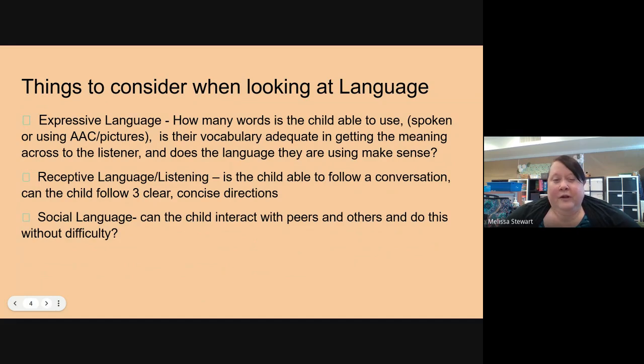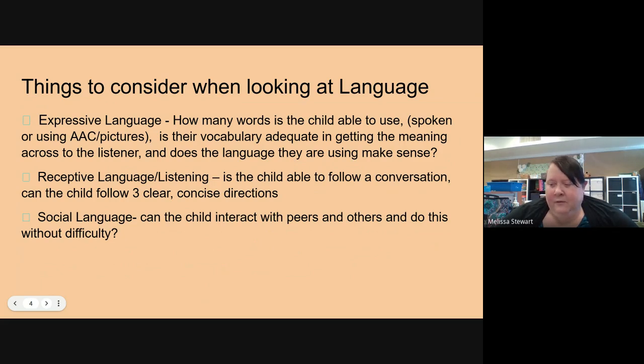Things to consider when looking at language. Again, we talked about expressive language. How many words can the child use? Is their expressive language spoken, or are they using something like AAC or pictures to communicate? Is their vocabulary adequate to get their message across to the listener? And does the language they're using make sense?